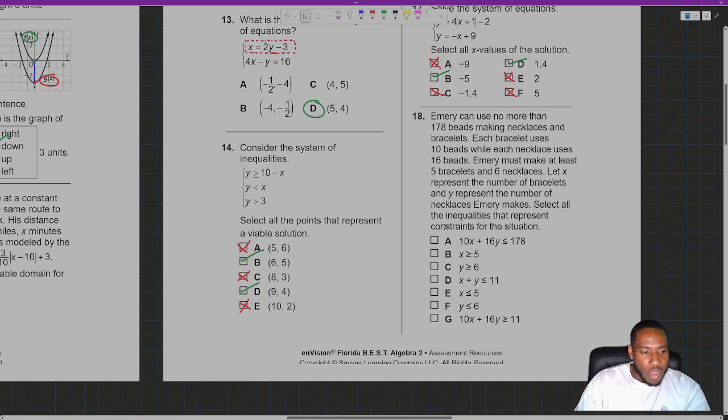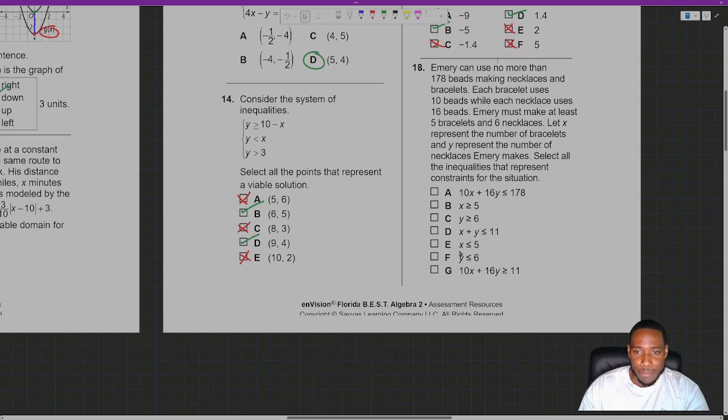And our last one of the main set of problems here, we got Emery, who can use no more than 178 beads making necklaces and bracelets. It says each bracelet uses 10 beads, while each necklace uses 16 beads. Emery must make at least 5 bracelets and 6 necklaces. It says, let X represent the number of bracelets and Y represent the number of necklaces Emery makes. We need to select all the inequalities that represent the constraints for the situation. Constraints is what that word says.